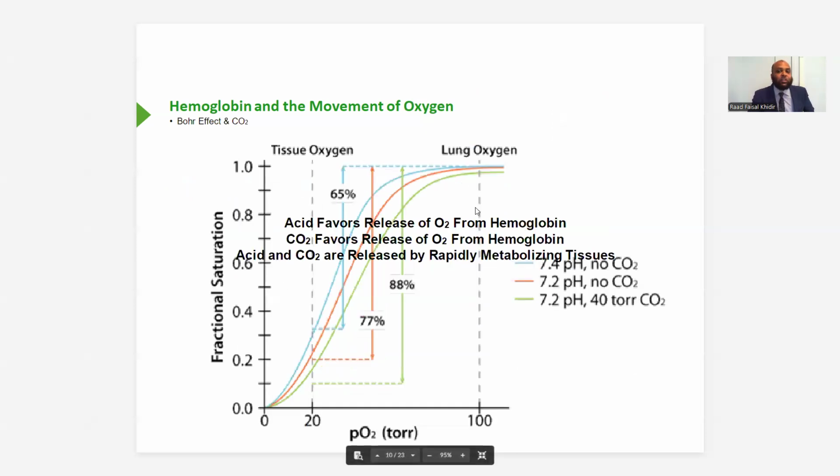So acid favors release of oxygen. Carbon dioxide favors release of oxygen. Acid and carbon dioxide are released by rapidly metabolizing tissues. I told you, you have to be able to recognize what it looks like to be a nasty tissue, a tissue that is suffering. It's going to have low oxygen, it's going to have low pH, excellent. It's going to have high carbon dioxide, it's going to have high 2,3-bisphosphoglycerate, 2,3-BPG, excellent. It's going to have high acid. Yeah, excellent, high acid.